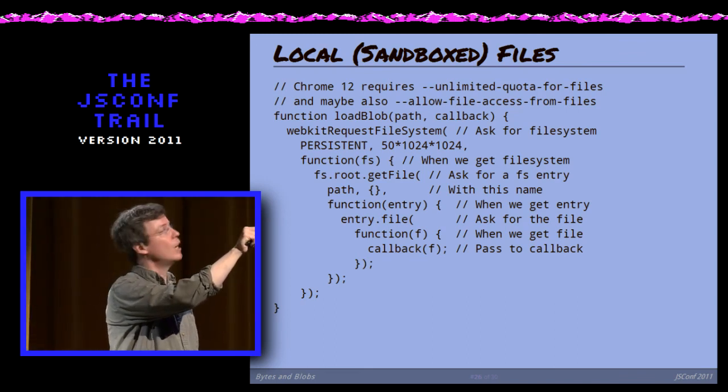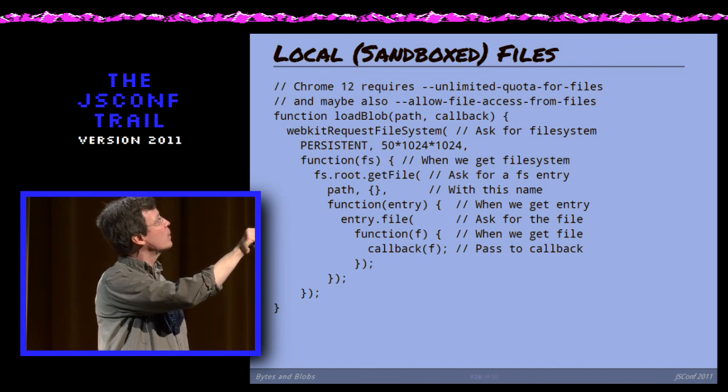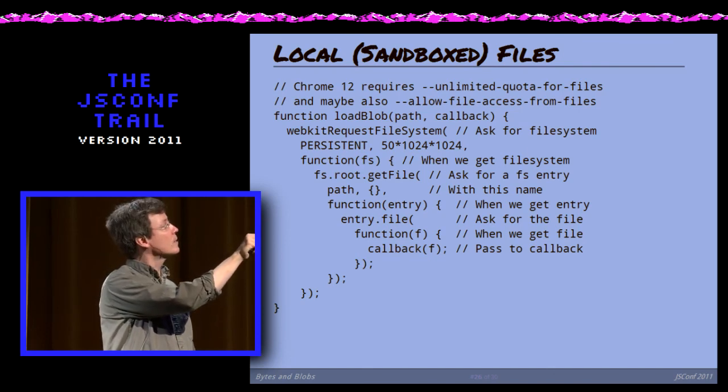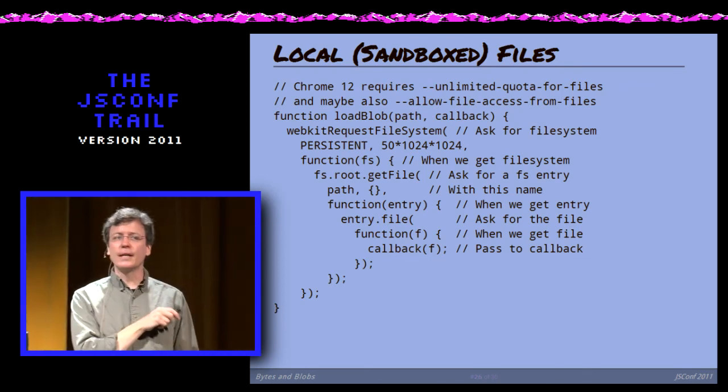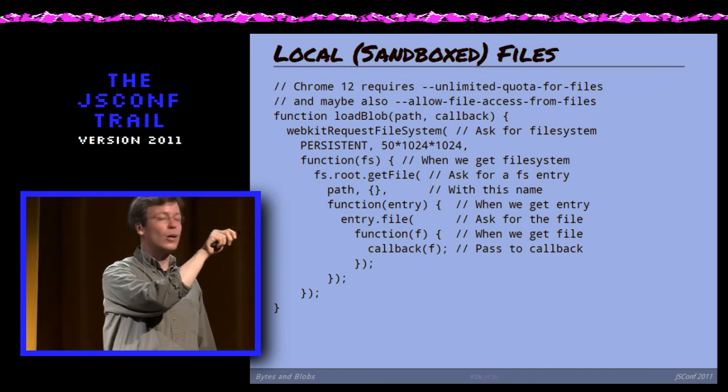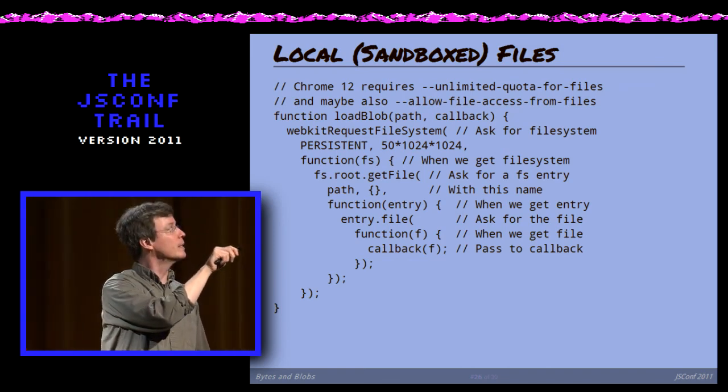So when this function is called, we've got a file system object. So then we can get its root object. That's synchronous. So that's just the slash directory of the local file system. We call getFile. Now, nomenclature is tricky here because we're not actually asking for a file. We're requesting a file system entry.